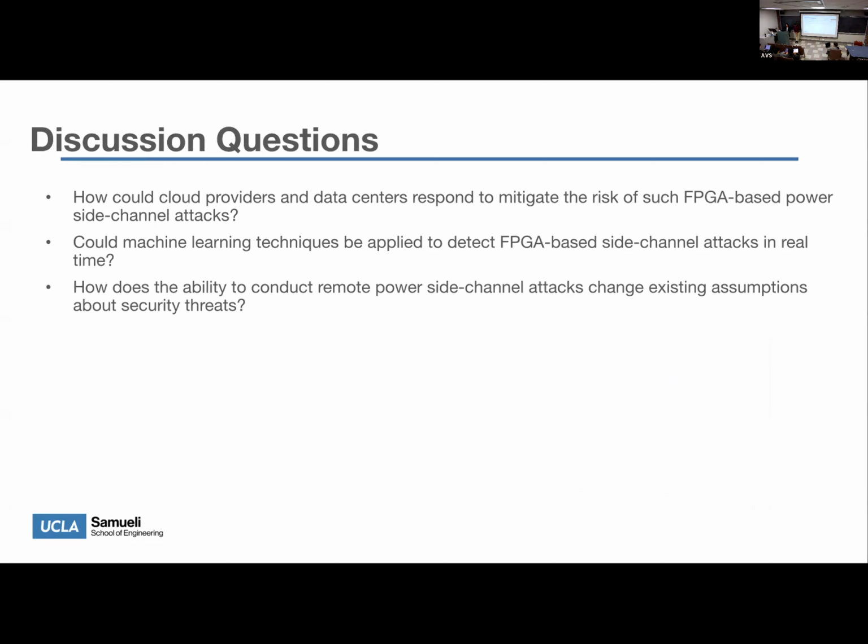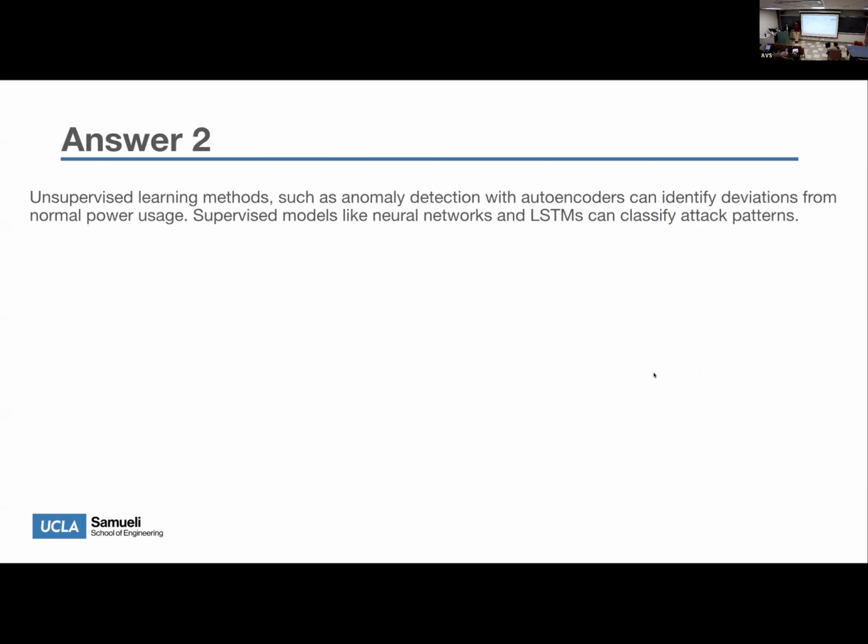Could machine learning techniques be applied to detect FPGA-based side channel attacks in real time? To attack or to defend? I think either one. Sorry, I think this was supposed to say defend. Yeah. So techniques like neural networks can be used to classify attack patterns, and I think anomaly detection can be done by autoencoders.